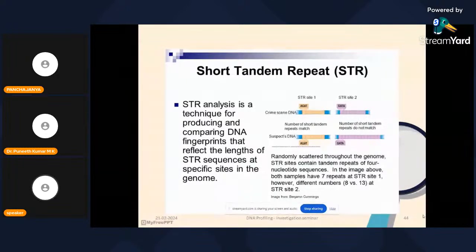It is a simple way I have explained. In short, there are other procedures behind this also.